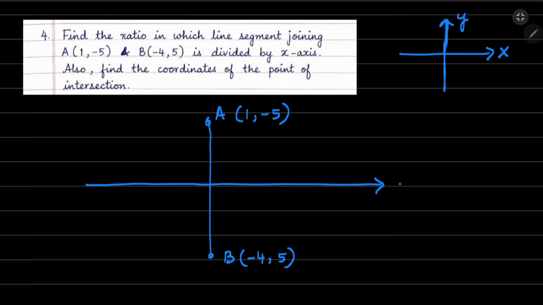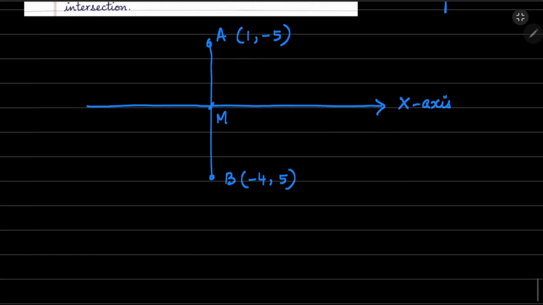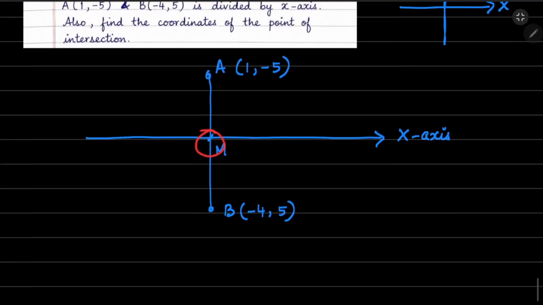So this is your x-axis. Now this is your point of intersection. Let it be M. This point lies on the x-axis, right? This is the point of intersection. The x-axis is dividing the line AB in some ratio. That is what you have to find. But the point is that this point of intersection lies on the x-axis.